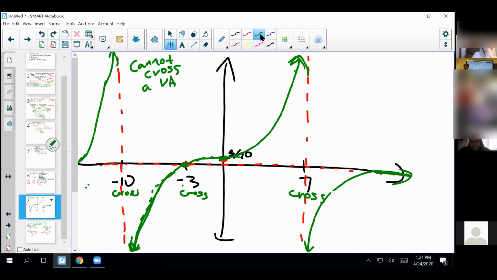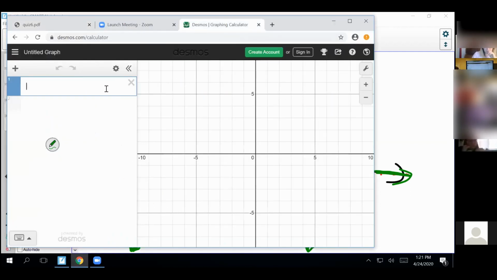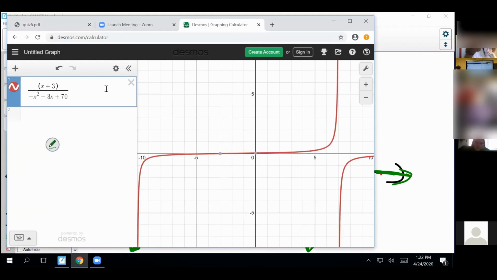I would definitely recommend, you can do this on the exam, I would definitely recommend checking your answer with Desmos. So let's go ahead and plug this into Desmos and see what it looks like. I'm going to type in x plus 3 divided by -x squared minus 3x plus 7.